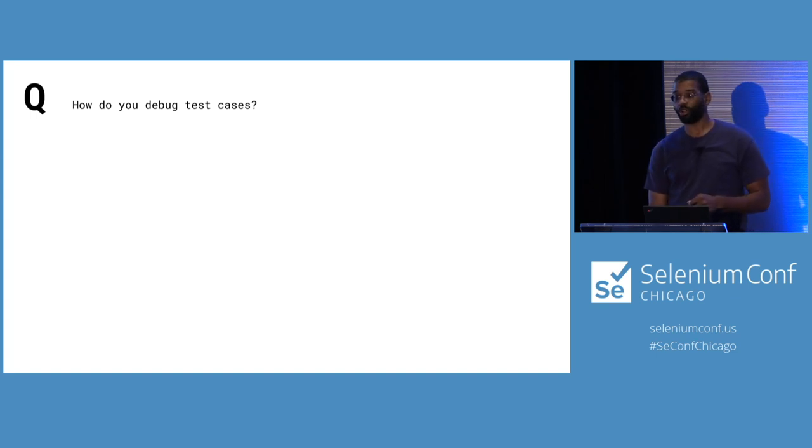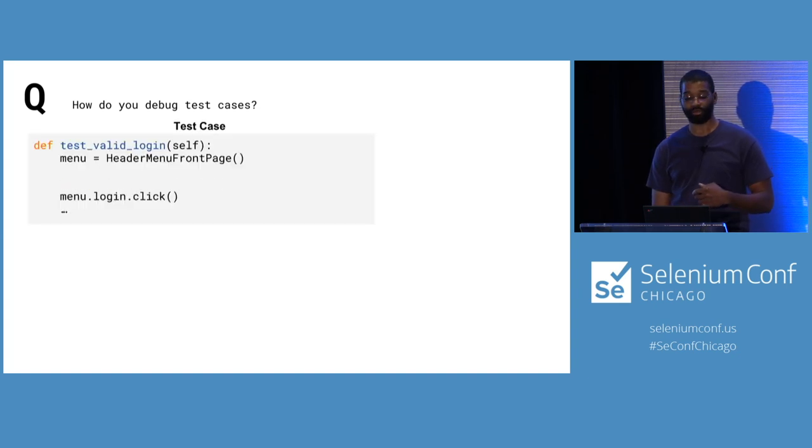Next question, how do you go about debugging test cases? These things are running in Docker containers. I have to interact with it through a VNC viewer. It seems hard. But really, it's the same way that you would do it on your normal computer. Because our test cases are written in Python, we can use the normal ways of debugging programs in Python. So inside of your code, we'll add a line called import pdb for the Python debugger, and then we'll say pdb.set_trace().